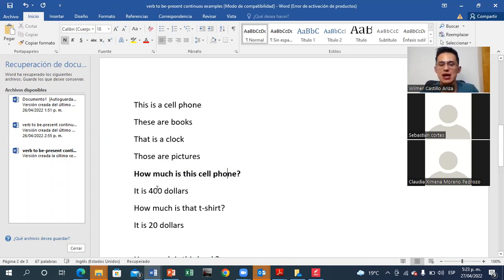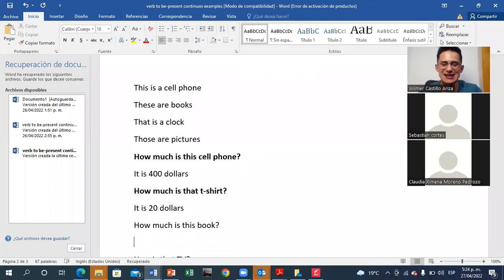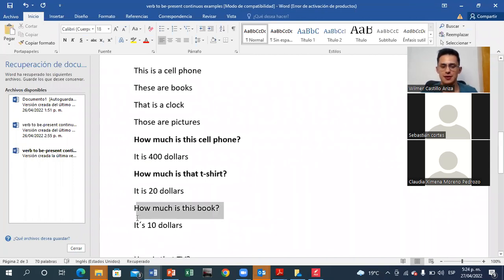¿Cuánto vale este celular? Vale $400. ¿Cuánto vale esa camiseta? Vale $20. ¿Ok? ¿Cuánto vale ese libro? ¿Cuánto vale este libro? How much is this book? It is or it's, podemos decir it is o la contracción it's $10. That's all. Okay, now we're going to ask about plural.